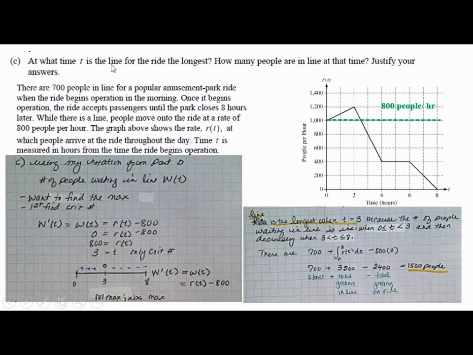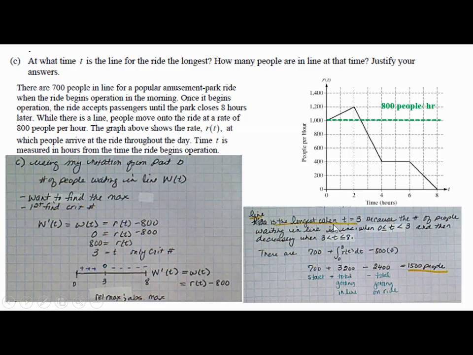It says, at what time is it the longest? Well, it's the longest when time is equal to 3. How many people are in line at that time? I calculate that here. And it says justify your answer. So here is my work. And right here is all you need to show, actually. All of this is not needed because you can state it right here.